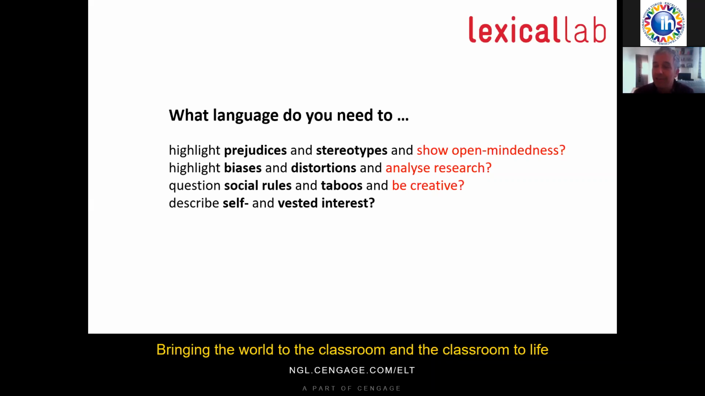Any suggestions, for example, any language that we might teach the students in order to enable them to do these things? Again, you can pop it in the chat box if you have any thoughts.